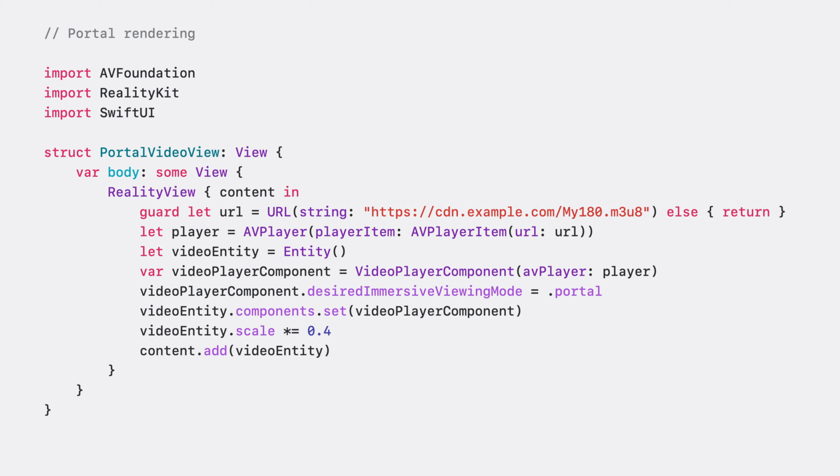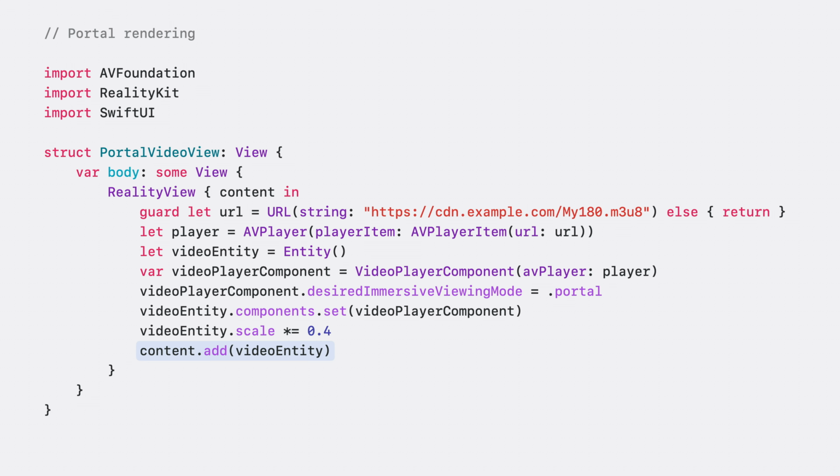To configure portal playback, first create an AVPlayerItem and AVPlayer with either a local or HTTP Live Streaming URL. Then initialize a VideoPlayerComponent with the player. Set the component's desiredImmersiveViewingMode to portal and attach the component to an entity. The VideoPlayerComponent's mesh has a 1 meter height by default. I scale the video to 0.4 meters to fit inside the SwiftUI window scene. Finally, add the entity to the scene.